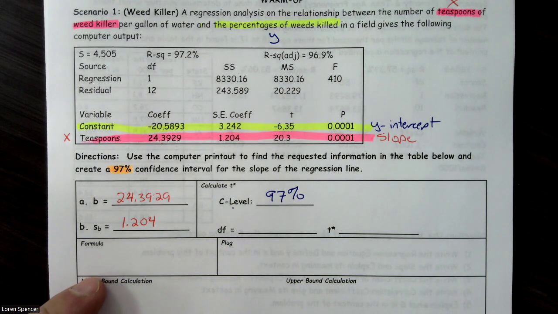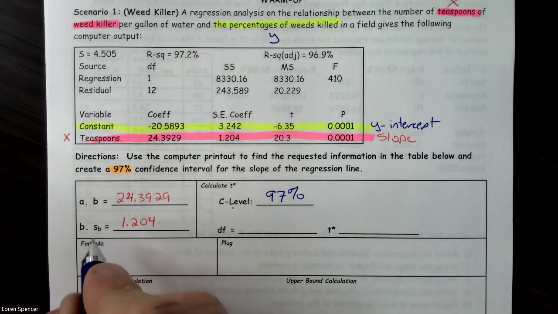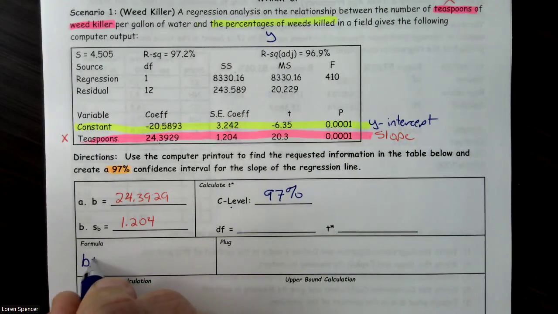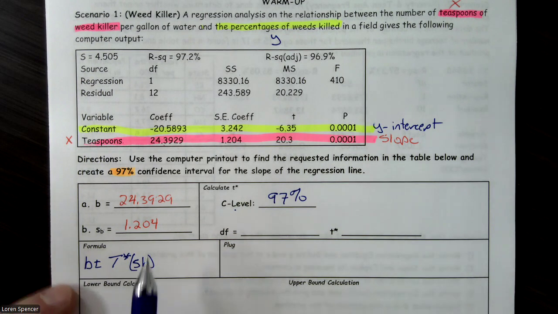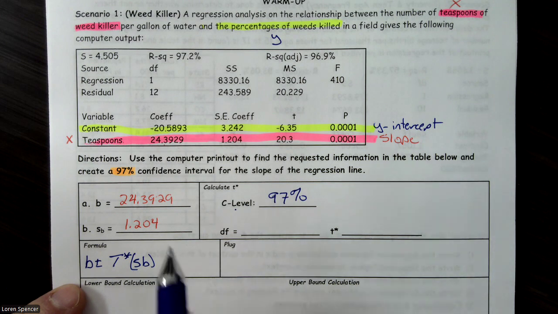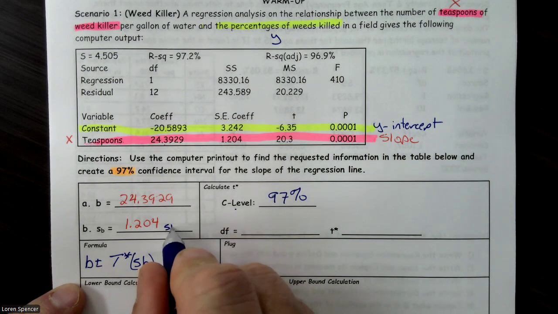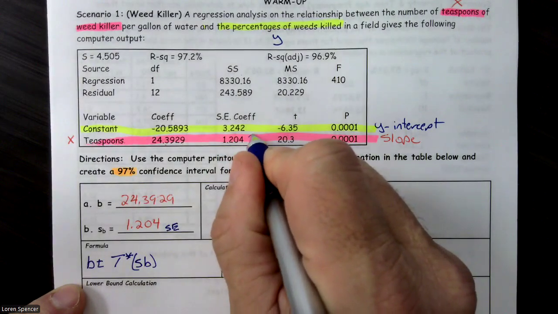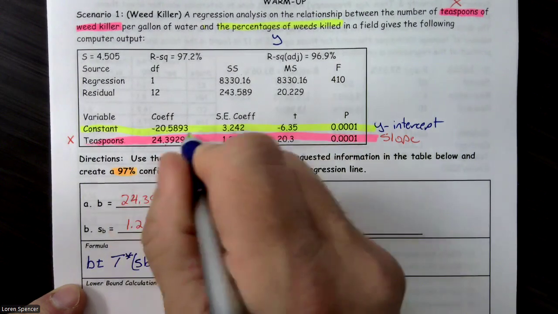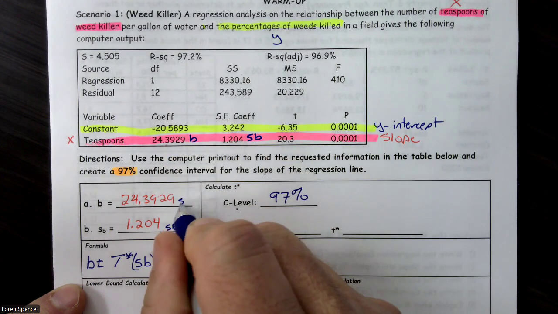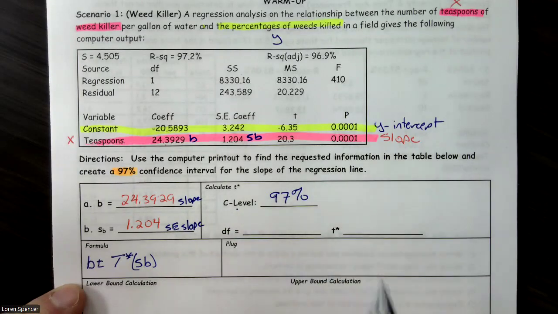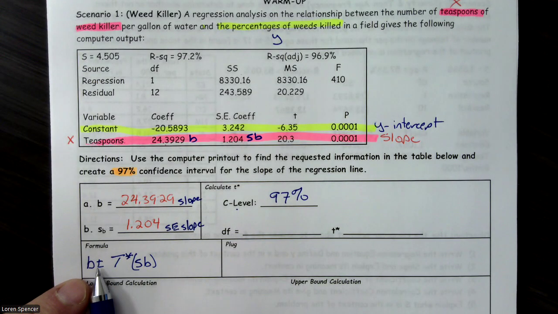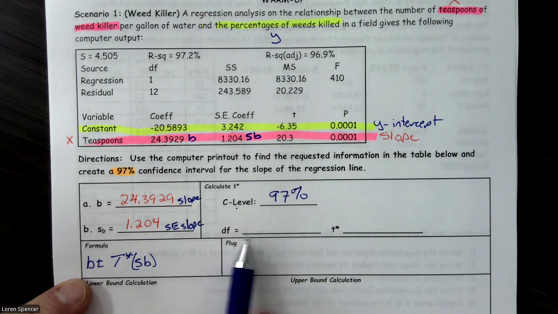I'm going to go ahead and drop down and do my formula. My formula is b plus or minus t star times SB. Well, we have b, we have SB, because this is the standard error of the slope. So this is my SB right there, and this is my b. This is my slope. So we have those two things. The only thing we're missing is our degrees of freedom and our t star.